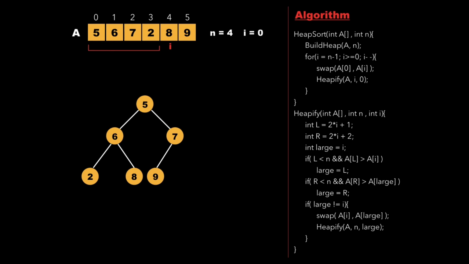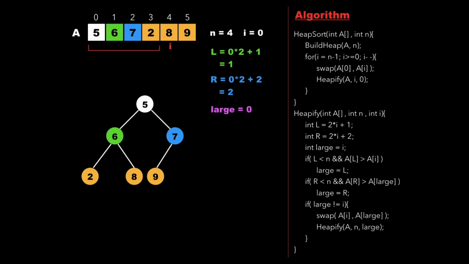So now we are in a heapify function where we are again considering the root node, the value of the root node is 5 here, and we calculate the value of left index as 1 and the value of right index as 2, and the elements are 6 and 7 respectively.